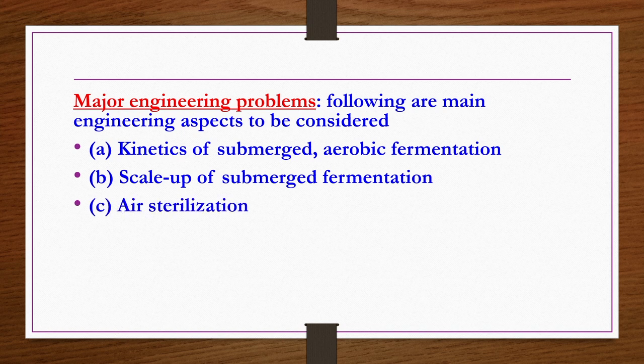Air sterilization. In an aerobic process, air is very important, right? So its sterilization is very essential. Otherwise, impurities may be there. Those impurities may interact with the culture or microorganism, and then rather than producing the desired chemical, some other chemical may be produced. Likewise, media sterilization is also very essential. If the substrate is sterilized properly, then how the microorganisms consume it and how they produce the product would be very much controlled.